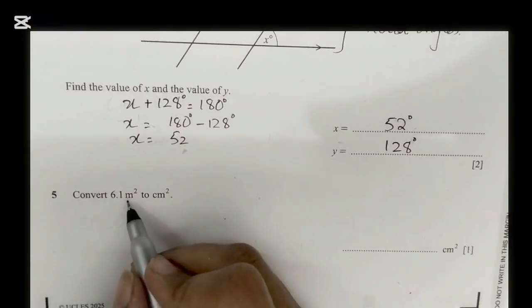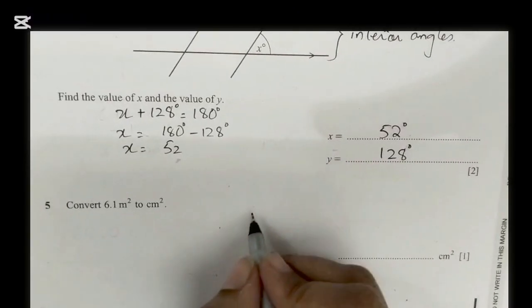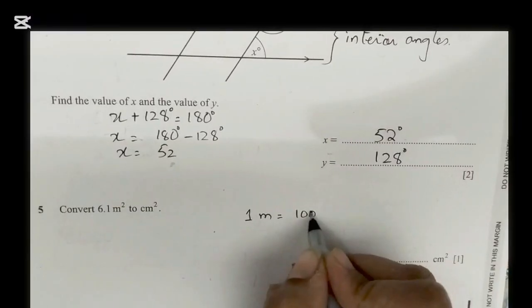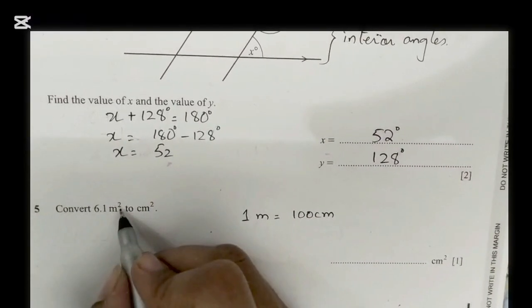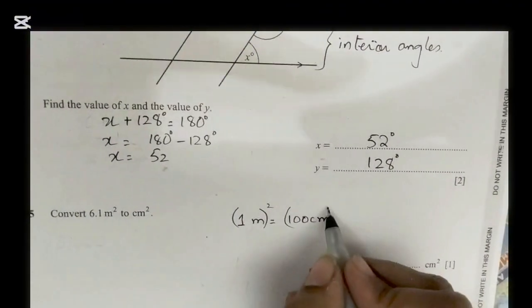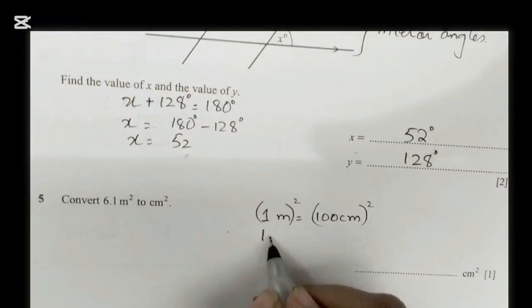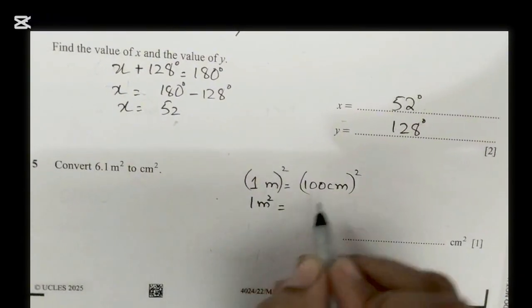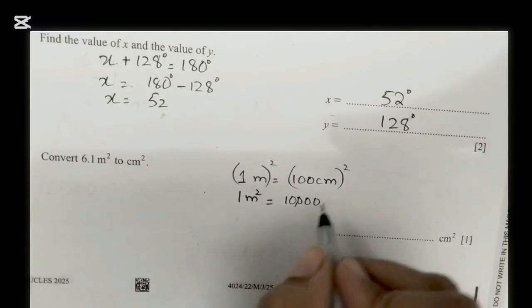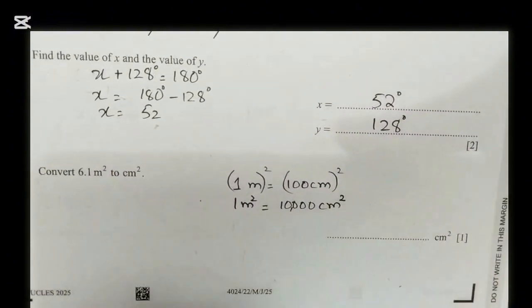This is: convert 6.1 meters squared to centimeters squared. Okay, first of all we have to find out the unit. 1 meter is equal to 100 centimeters. But here they are using square, so I am going to square this and square this as well. If you square, 1 times 1 is 1, and 100 times 100 would be 10,000. Okay, and centimeter is also multiplied, so it would be centimeter square.